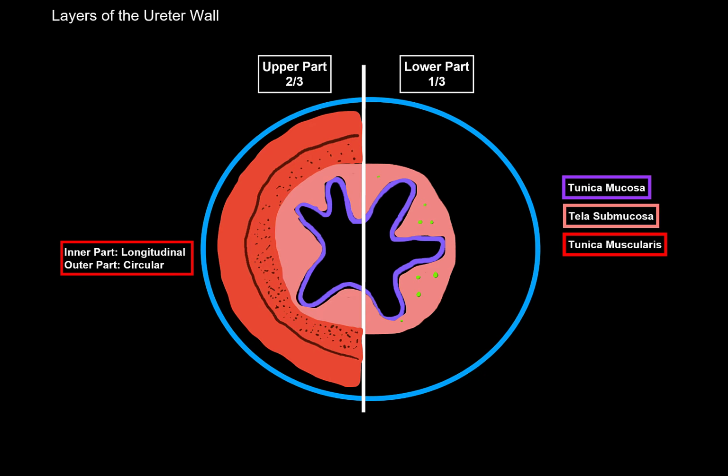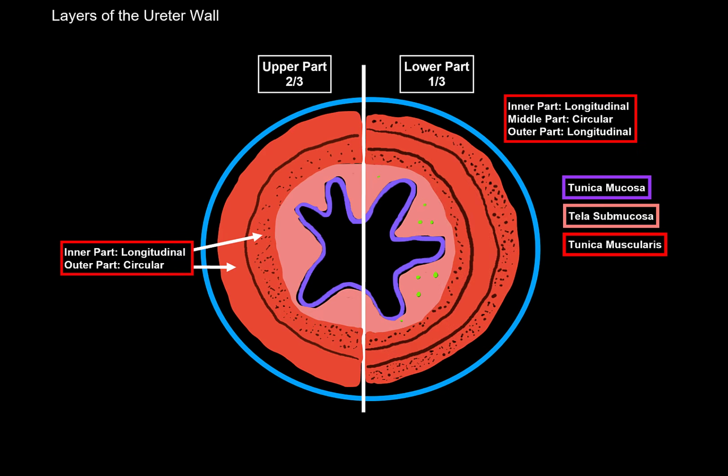The upper two thirds of the ureter is going to have two layers of muscle fibers, where the inner part is going to be longitudinal muscle fibers, and the outer part is going to be circular muscle fibers. And keep in mind that most tubes you have in your body are going to consist of circular and longitudinal muscle fibers for the peristaltic movements.